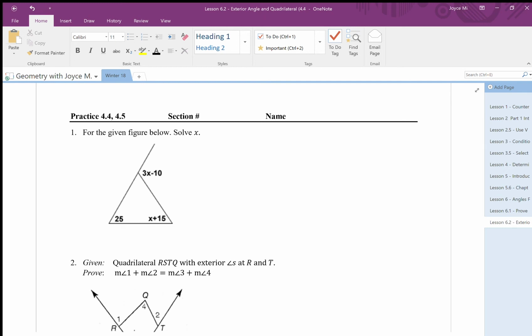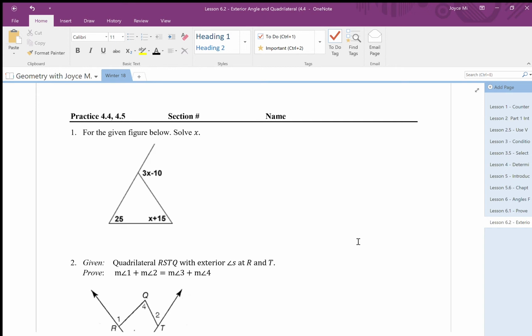Hello, in this lesson, I'm going to go over classwork practice for 4.4 and 4.5, and I'm also going to address some common mistakes that I see students making during class. So here we go. In 4.4 and 4.5, we talk about polygons and exterior angles of triangles.